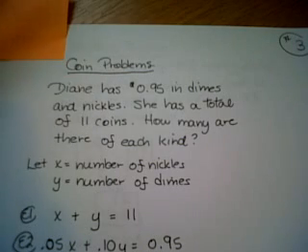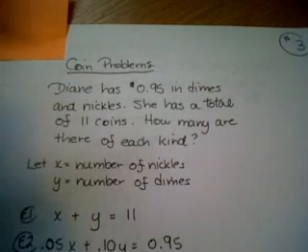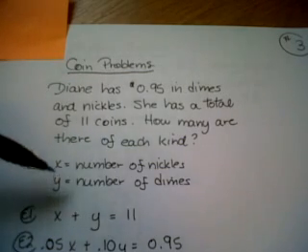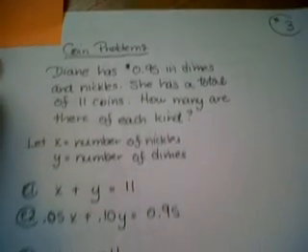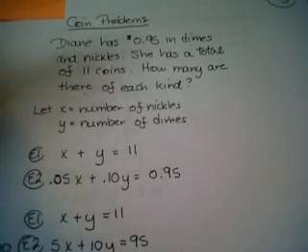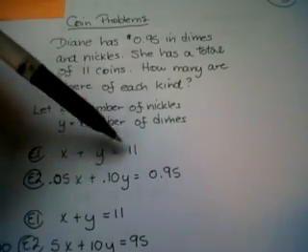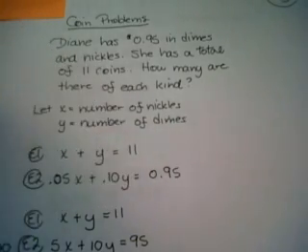So my first step is to define my variables. X equals the number of nickels and Y equals the number of dimes. My next step after that is to write my equations. So I know that x plus y equals 11 because I had 11 coins total.